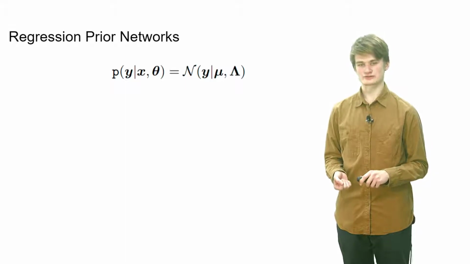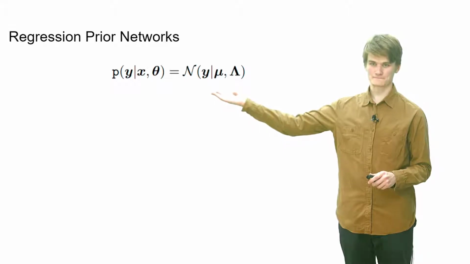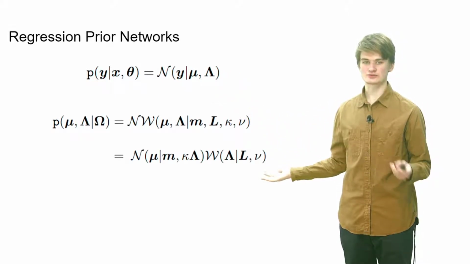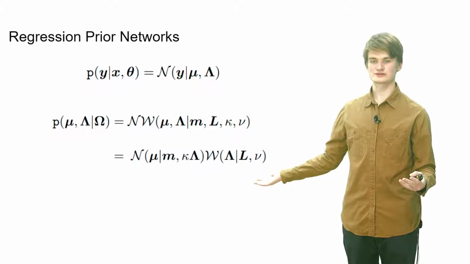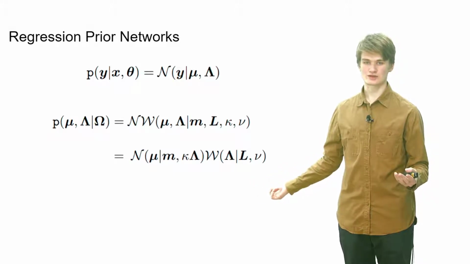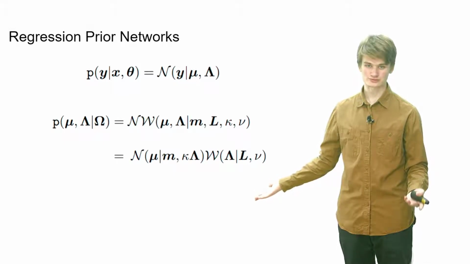Let's look more precisely at it. Firstly, we have our usual Gaussian. Secondly, we choose some distribution over normal distributions. In our work, we consider normal Wishart distribution. It has its own parameterization. Basically, it is a product of normal distribution over mean and Wishart distribution over variance or precision.